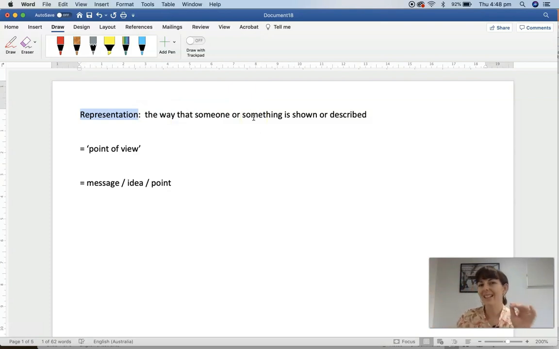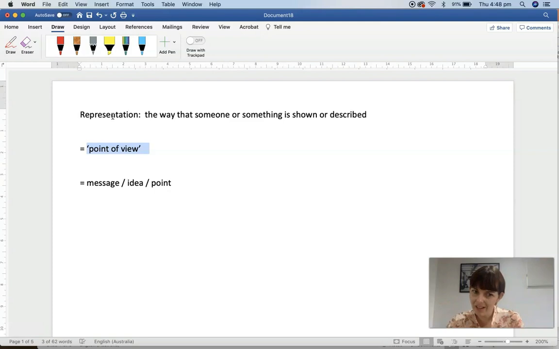The trick is that in the exam, in the Common Internal Assessment for Essential English, they'll sometimes call it point of view, but it really just means the same thing. So if they say write about two representations in the stimulus, or write about two points of view in the stimulus, they are the same thing.